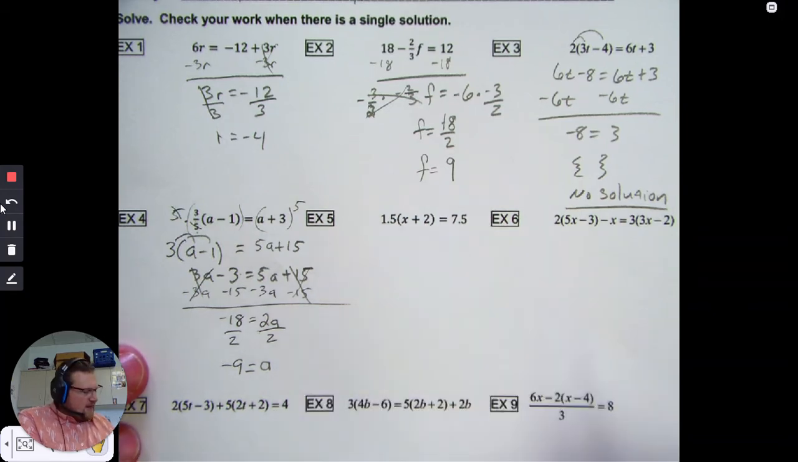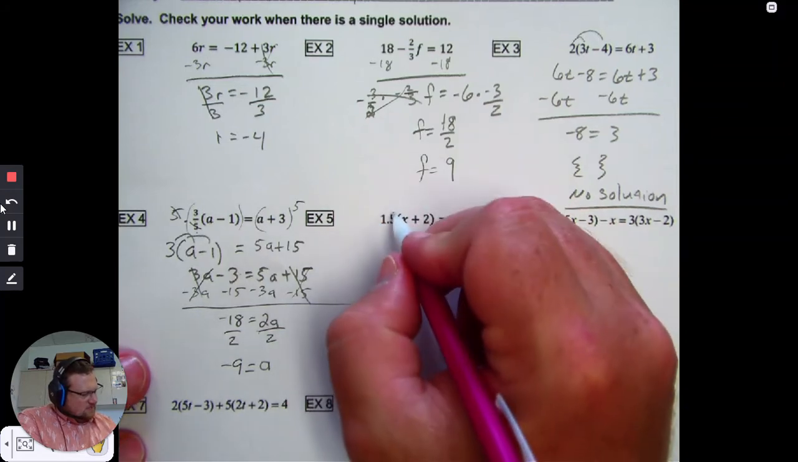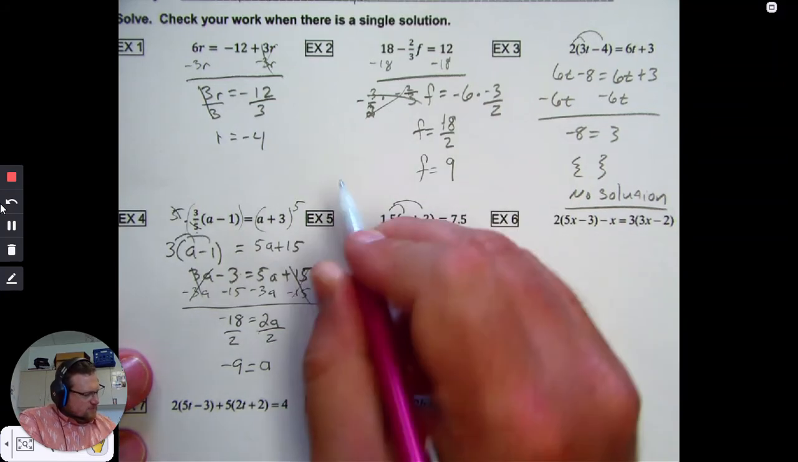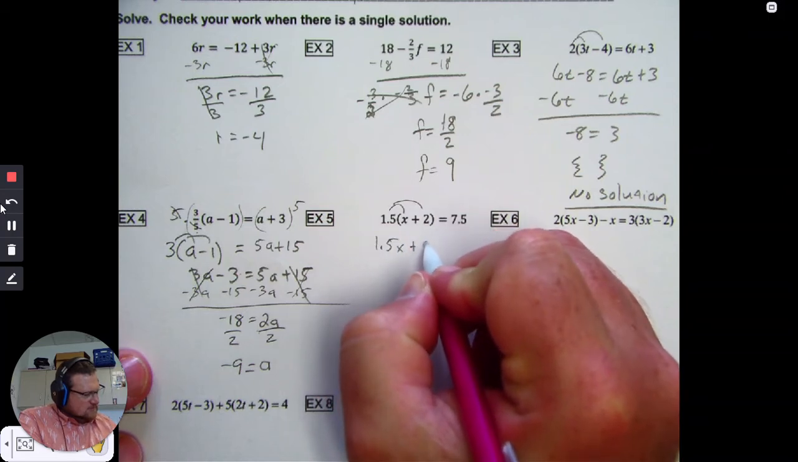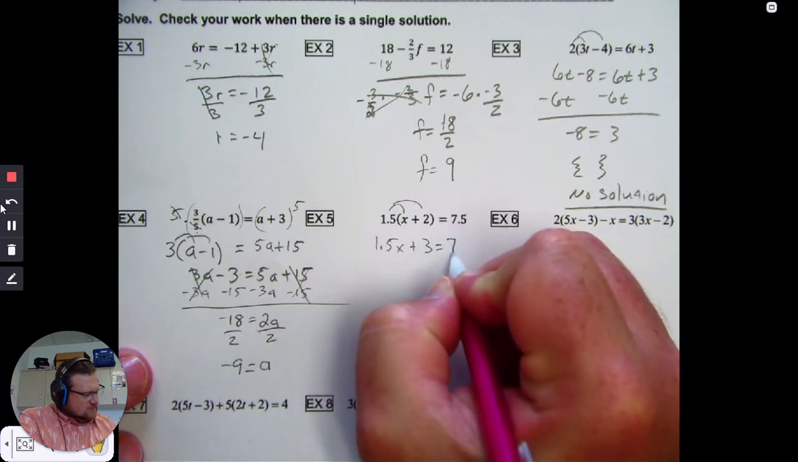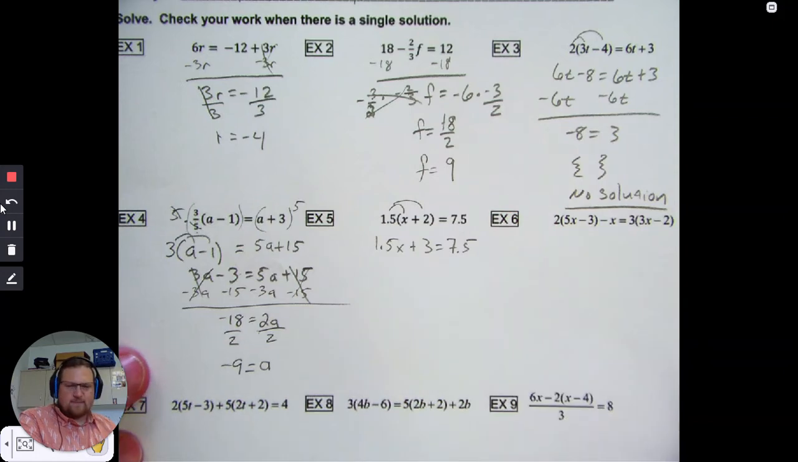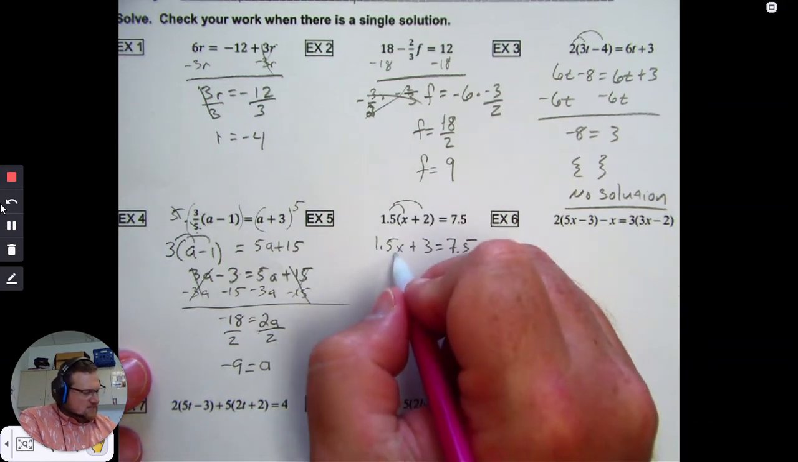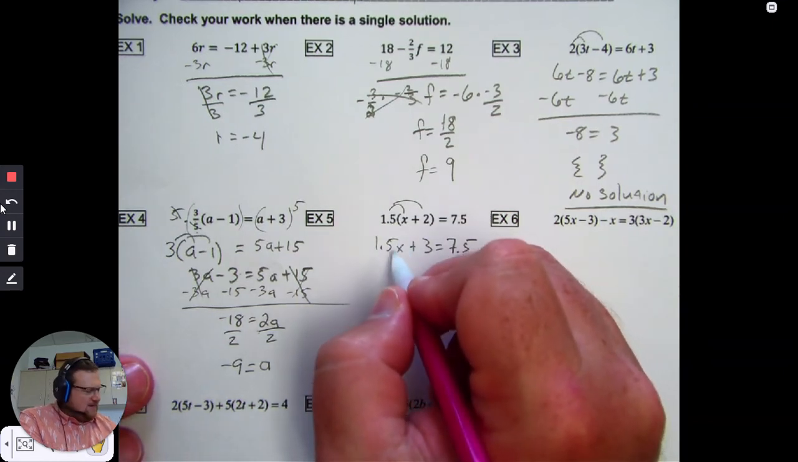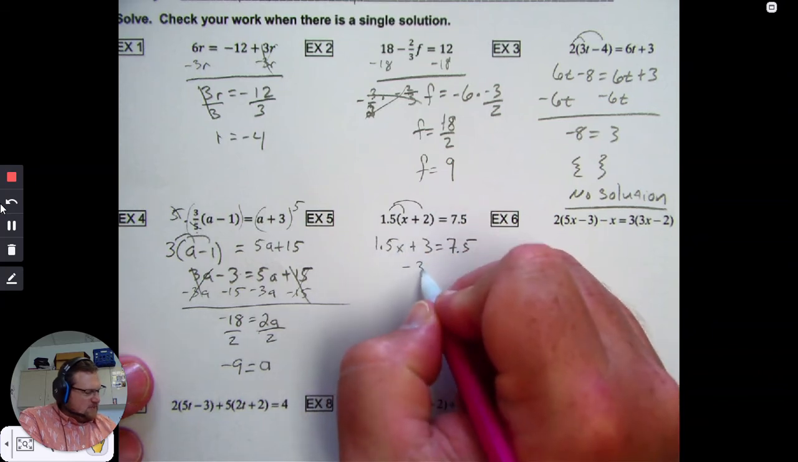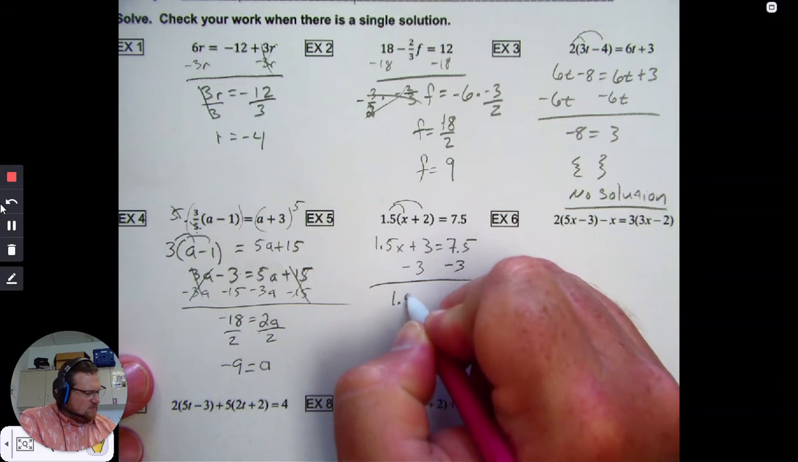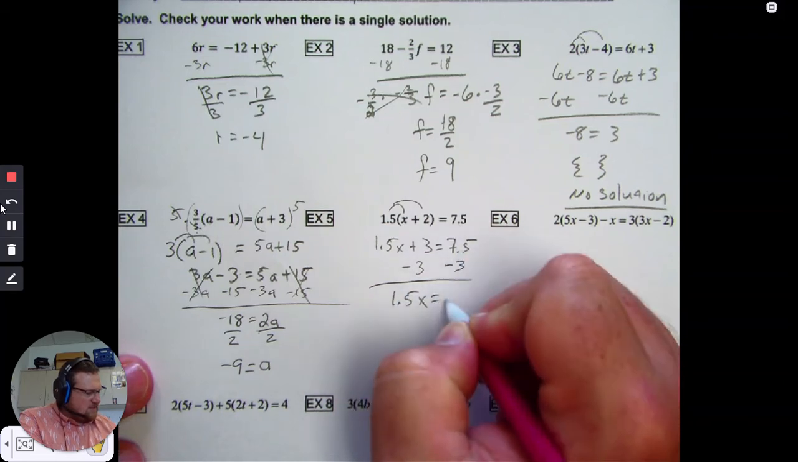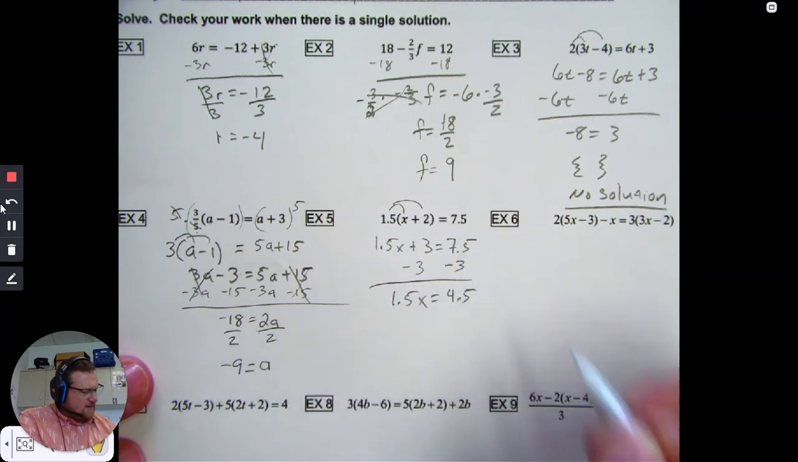Okay, on to number 5. This time we have a decimal involved. So if we multiply these both by the decimal, we get 1.5x plus 3 equals 7.5. So we need to get this variable by itself. So we need to get rid of this plus 3, so we're going to minus 3 from both sides. So we get 1.5x equals, and this is going to be 4.5.